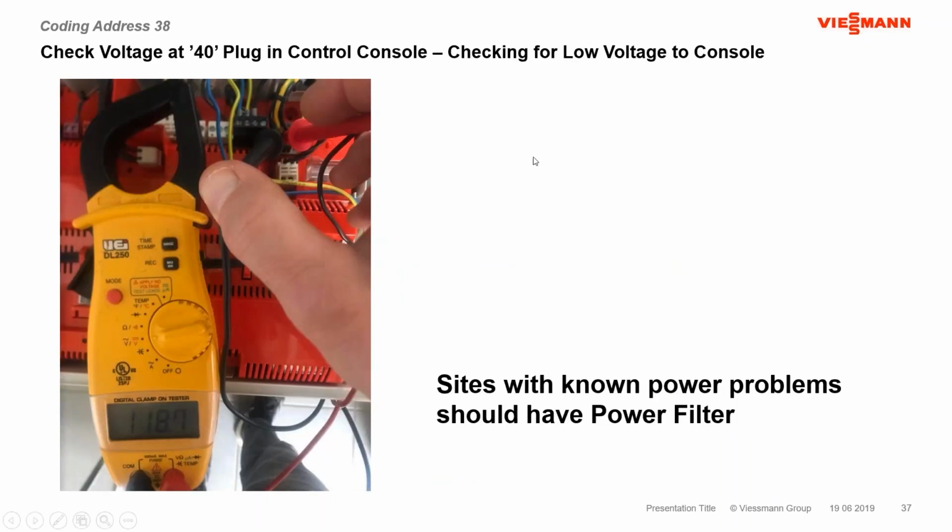So the power we're looking at here, I like to check power right at the control console 40 plug. We just kind of went through the whole wiring schematic, so hopefully you know where that's located at the control console, and measure line to ground here. And effectively, if you're down below about 110 volts, that could start an issue here with your address 38 being a value of 33. So not enough voltage for the control to do what it needs to do, and it's going to basically sit there and wait for that power to get back up to a usable level, and the burner would automatically fire. So if you have any sites that have known power issues, it's not a bad idea to put some sort of power filtration on there.